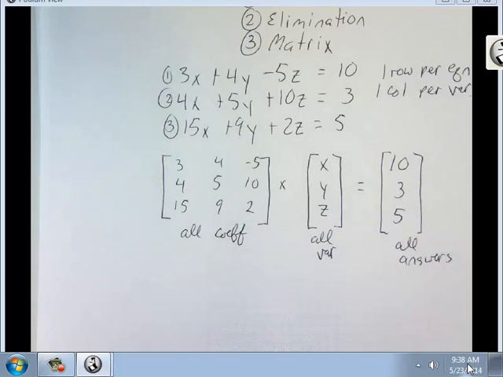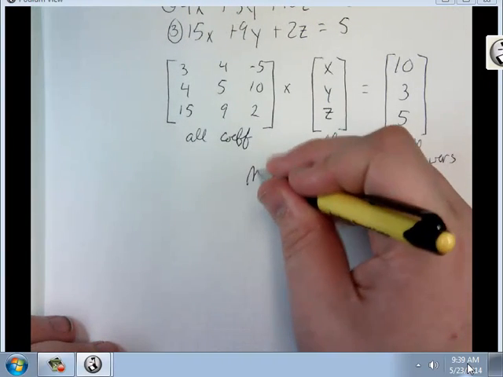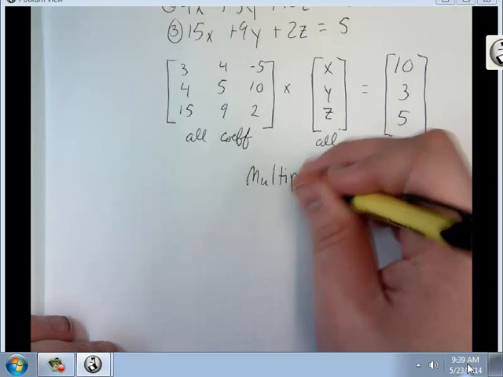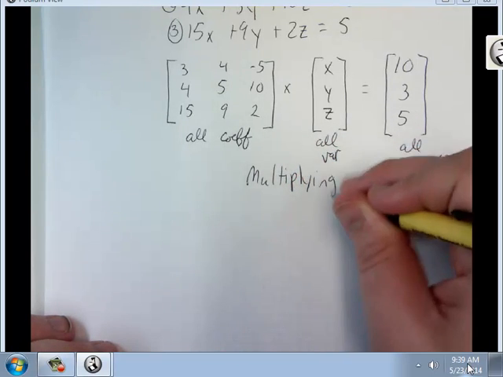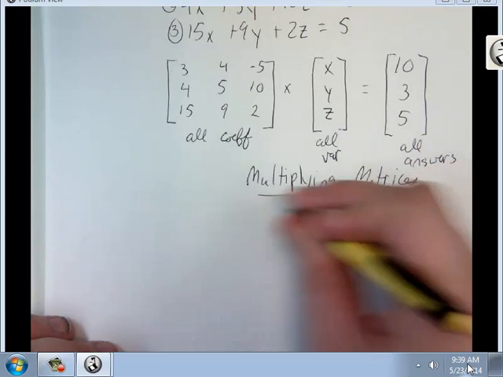Alright, so far we're just talking about setting up a matrix, or setting up the matrices to solve. We haven't gone to actually solving these yet. Well, let's talk about how to multiply matrices, because there are some rules that we need to go over first.